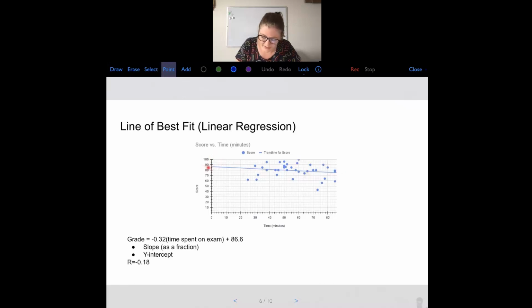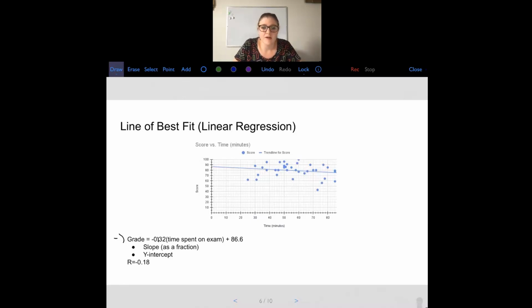Now we have a linear regression, or what we can use as a linear model for how test scores depend on time spent on the test. This should be negative 1.32. This equation you can actually get from Excel or Google Sheets. You won't have to come up with it on your own.